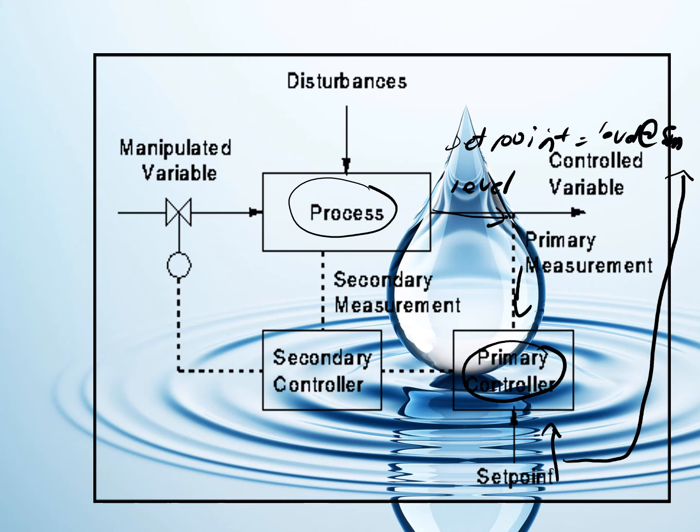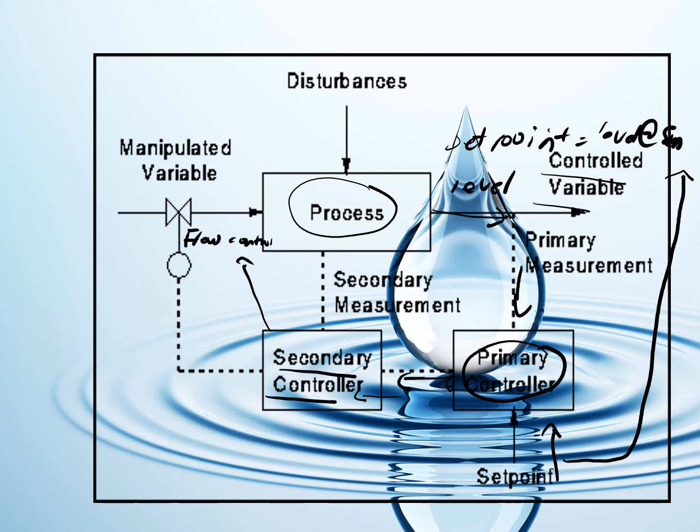After doing a comparison between the set point and the measured control variable, the primary controller will do a corrective action and send the data to the secondary controller. The secondary controller here is normally a flow controller. So this is a flow control. The output from the primary controller will be the input for the secondary controller.